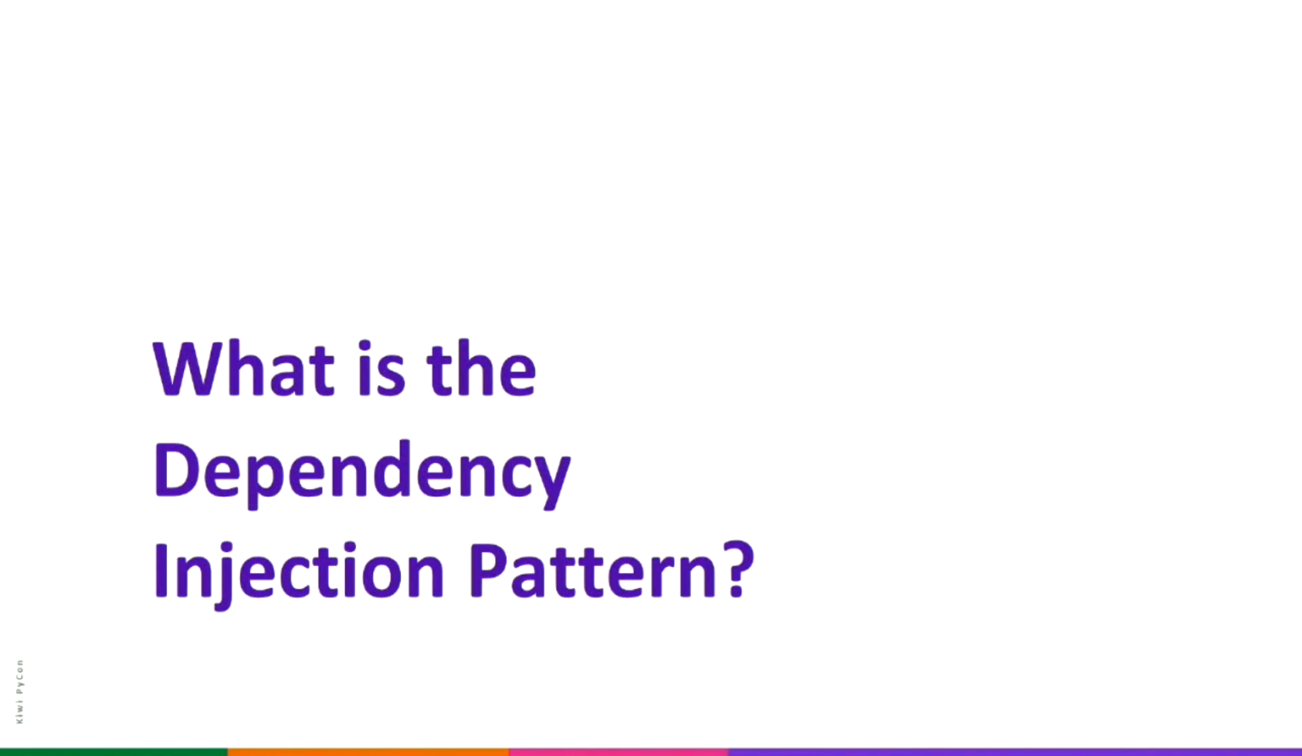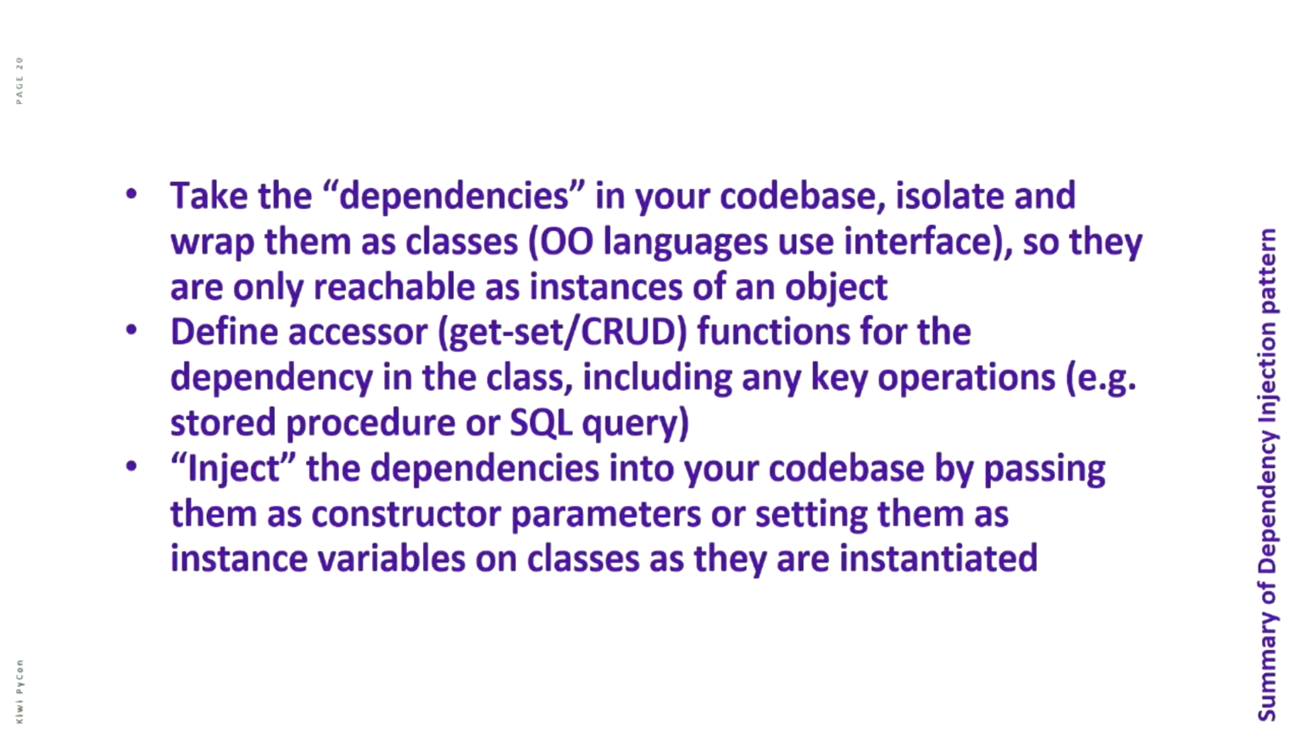So what is the dependency injection pattern? Essentially the idea is to take your dependencies in your code base, and by dependencies I mean anything that's external to your code base where you've got a dependency on it but you don't have absolute control over it, such as a database, a network, a file system, maybe an IoT sensor or something like that. Wrap them in a class definition so that they're only reachable through instances of an object.